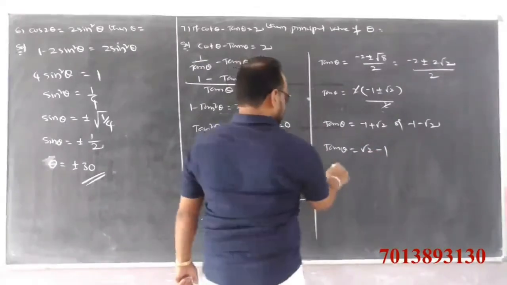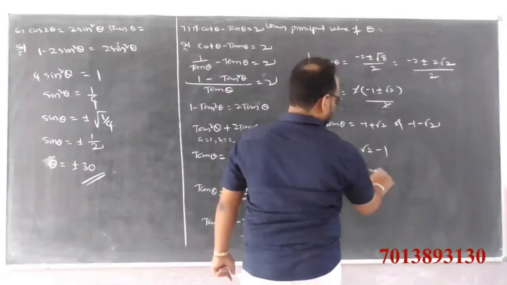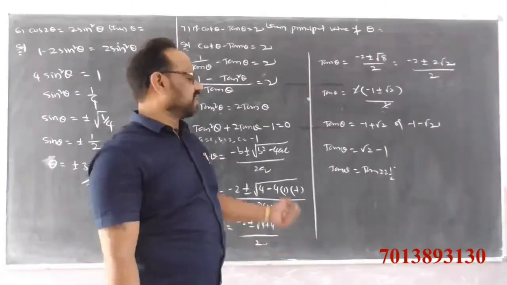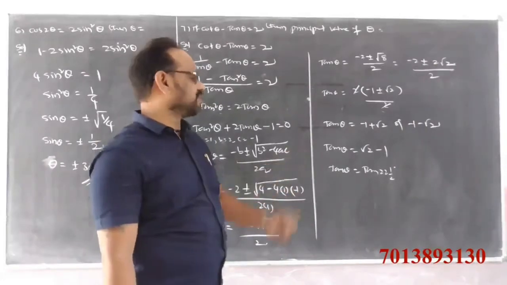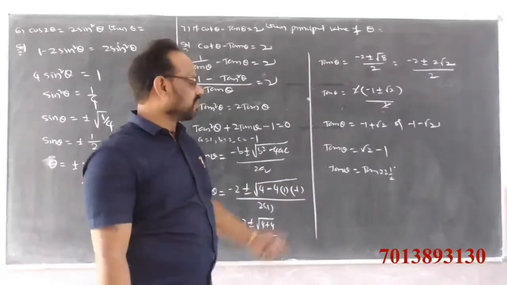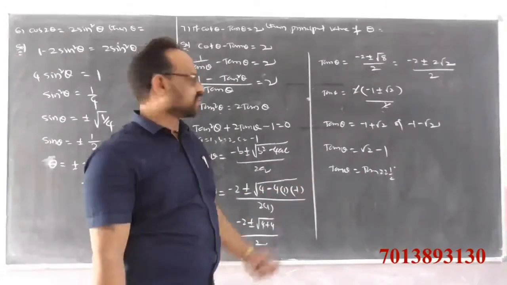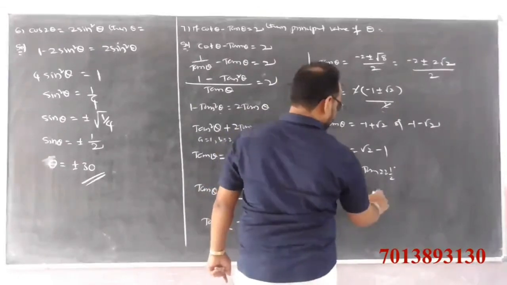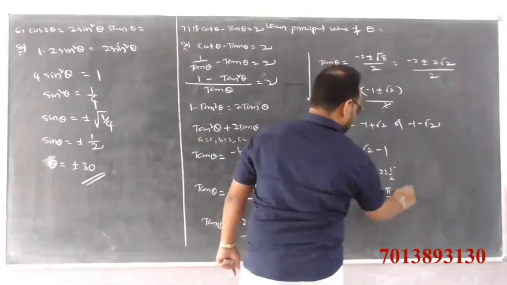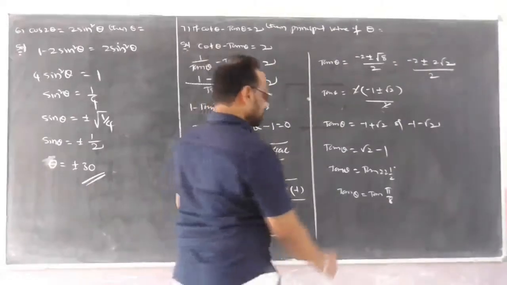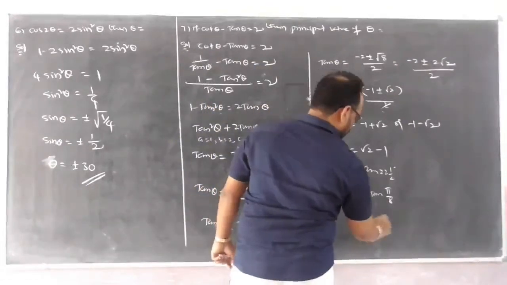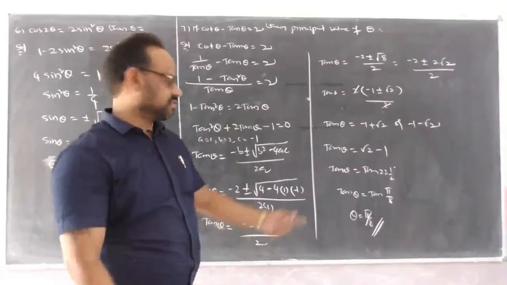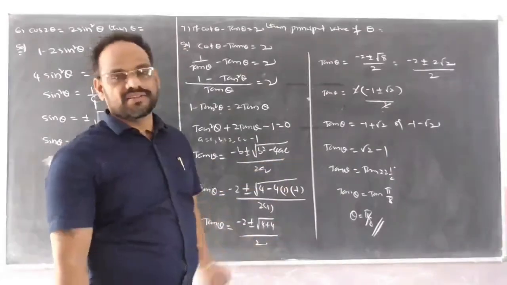Tan theta is equal to tan 22.5 degrees. Tan 22.5 degrees is clearly square root of 2 minus 1. So tan theta is equal to tan pi by 8. That is, theta is equal to pi by 8. We want the theta value.